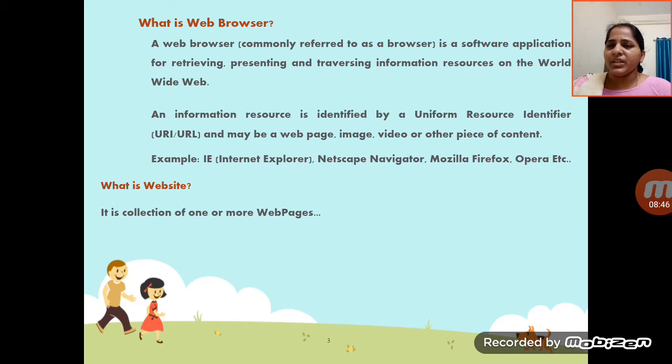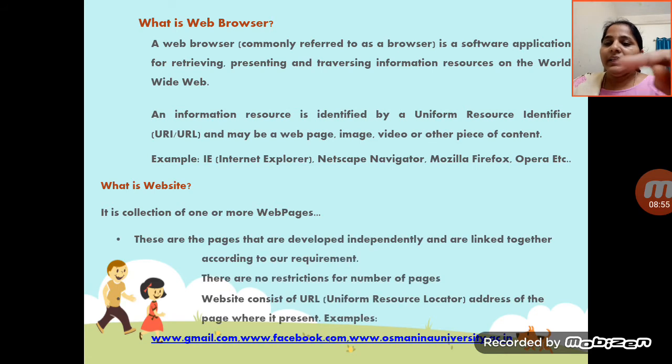A website is a collection of one or more web pages. These pages are developed independently or linked together according to our requirement. Whenever we have a requirement, we create so many web pages. There is no restriction on the number of pages. Every web page has a URL, a uniform resource locator, which is the address of the page, where it is present.